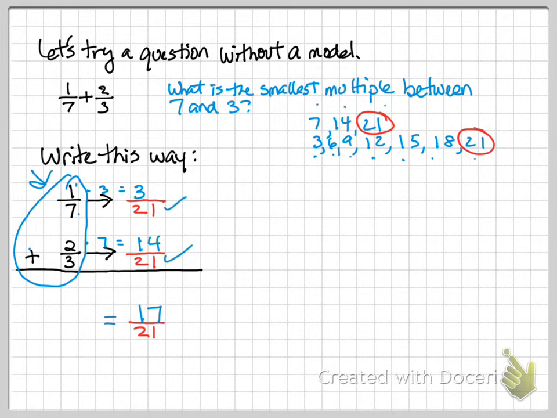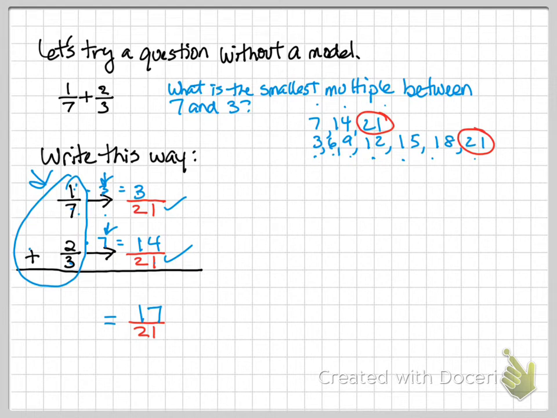And I ask myself, 7 goes into 21 3 times. 1 times 3 is 3. So that's saying that 1/7 is equivalent to 3/21. I then say 3 goes into 21 7 times, and 2 times 7 is 14.